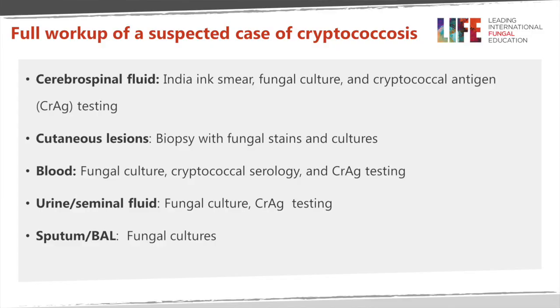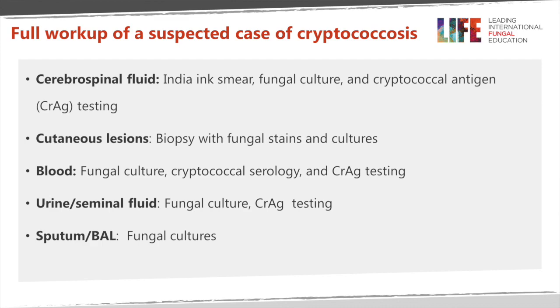So, what do we need to do for a full workup, full diagnostic workup of a suspected case? Well, we try and do a lumbar puncture, and we stain that with India ink, as I've said. We culture it, we attempt to culture the organism, and we look for the cryptococcal antigen, the so-called CrAg test. If there are cutaneous lesions, these can be biopsied and can be stained with specific fungal stains, and of course the biopsy can be cultured. Blood can be examined for culture, typically not always successful, and we can look for antibodies to the organism, so it's not just the antigen, but we can look for antibodies, and there are commercial kits for that purpose.